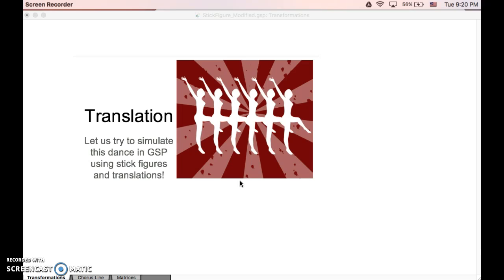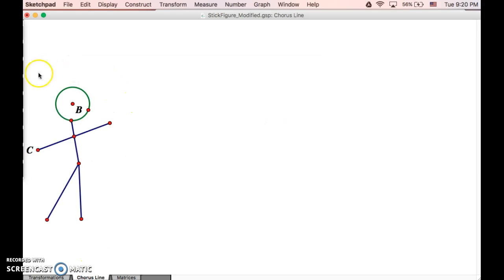Let's begin by thinking about a well-known dance, one from the musical A Chorus Line. In this picture, how the dancers were arranged is similar to that number. So first, let's look here. Let's start with this stick figure.